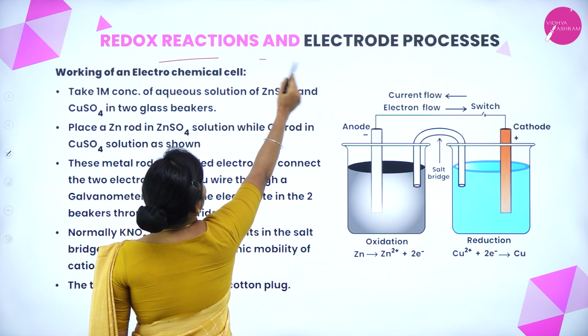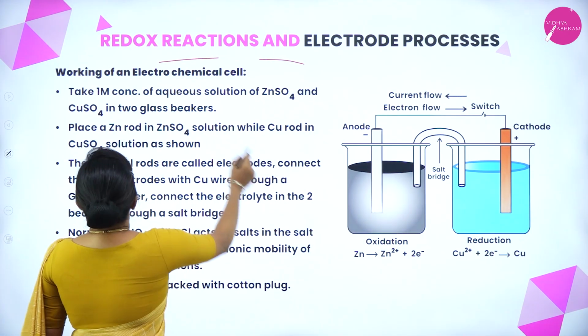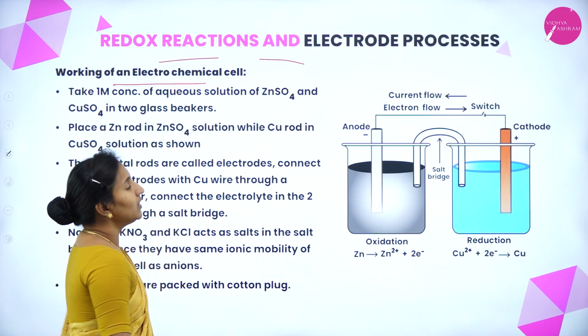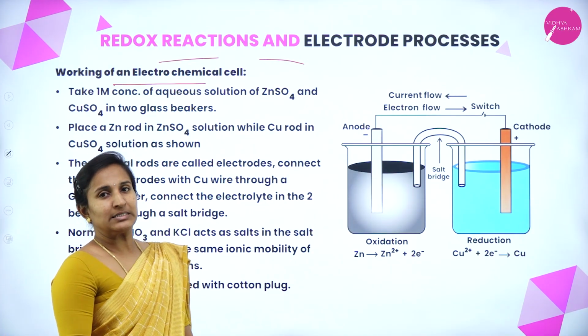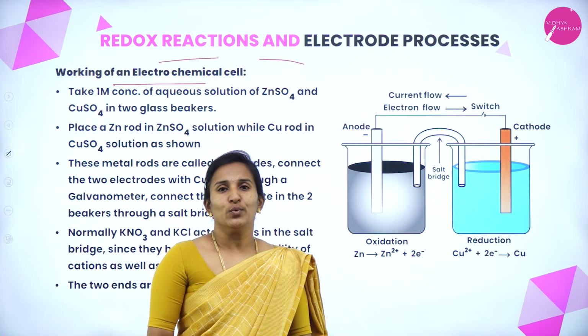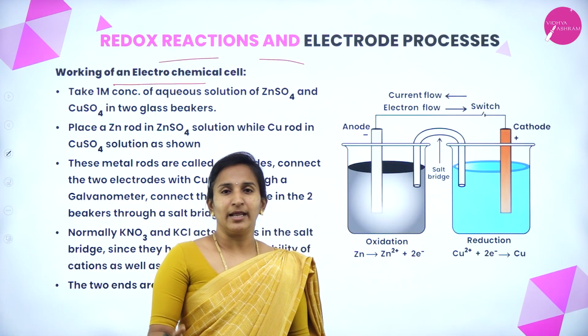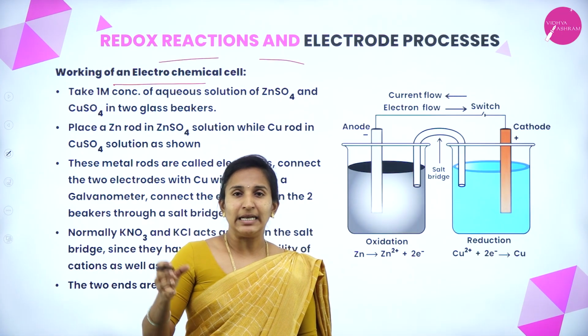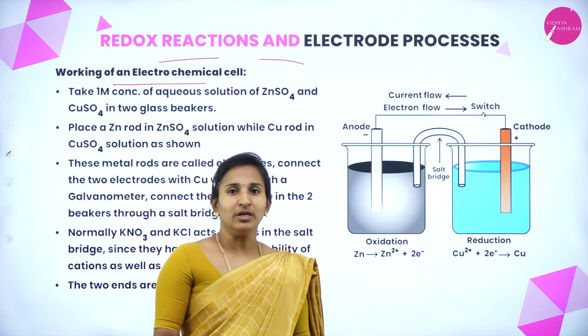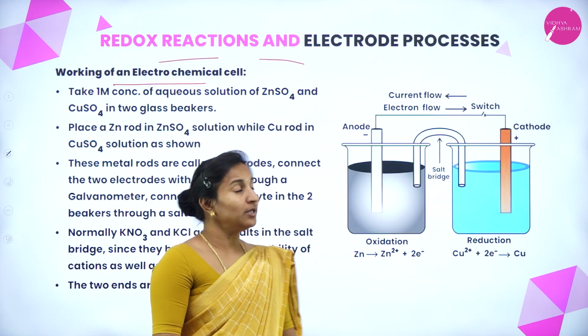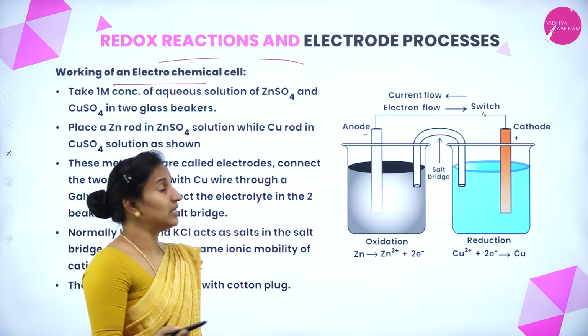Redox reaction and electron process. Working of electrochemical cell. An electrochemical cell is a type of cell which is formed by an electrode, that is, a metal rod dipped in its own ion. It gets some potential. Construction of electrochemical cell.